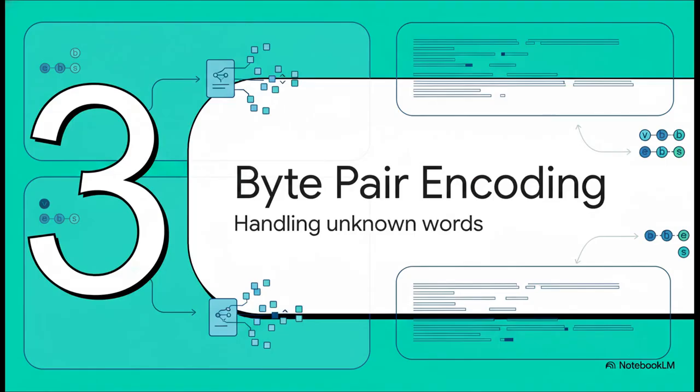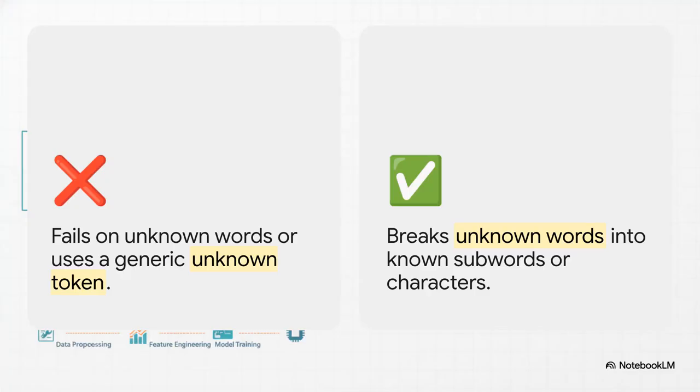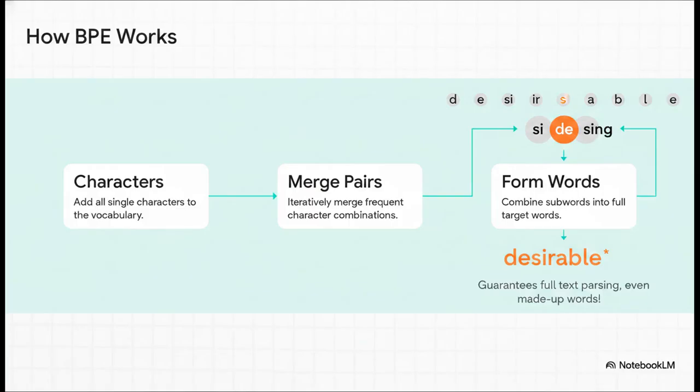Which brings us to Section 3. Byte pair encoding explained, the elegant solution to unknown words. Unlike a basic tokenizer that just gives up and replaces completely new words with a generic unknown marker, which you'll often see written as an UNK token, modern models use byte pair encoding, or BPE, to solve this gracefully. BPE handles unseen words by breaking them down into recognizable subword units, or if necessary, stripping them all the way down to individual letters.